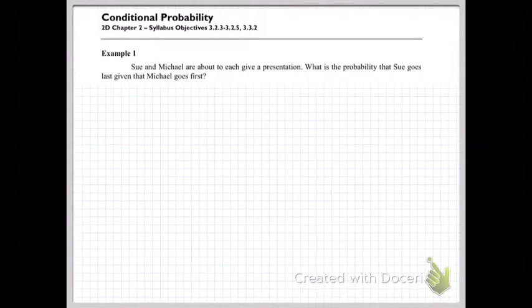In this lesson, we're introducing the idea of conditional probability. Let's start with an example to go through the basic ideas. Sue and Michael are about to each give a presentation. What is the probability that Sue goes last, given that Michael goes first?